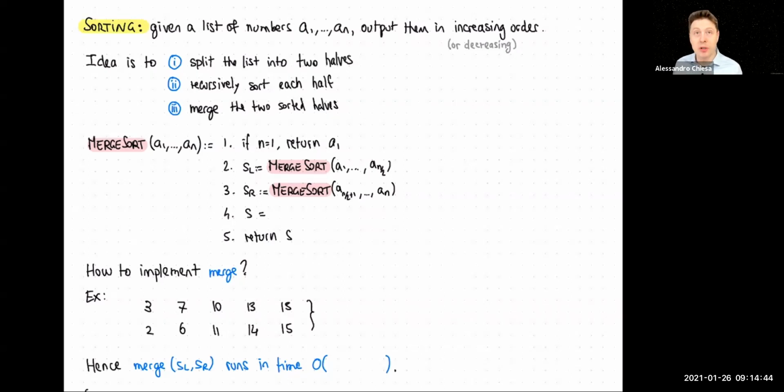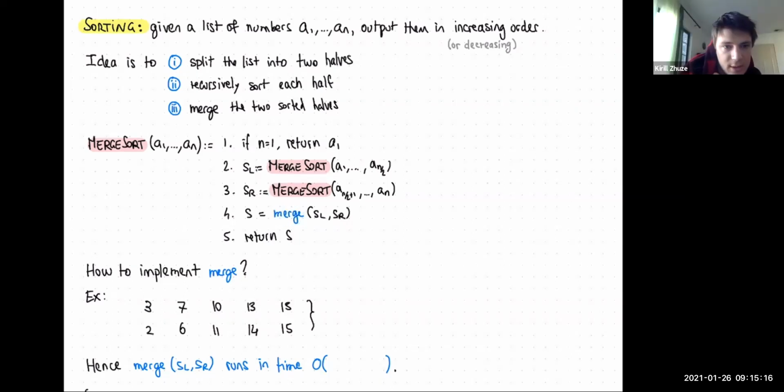Then we're going to construct the final list S by merging the sorted list from the first recursive call and the sorted list from the second recursive call. So that is our merge procedure. Now, what does it mean to merge? Can anybody suggest what we might do to merge two sorted lists?